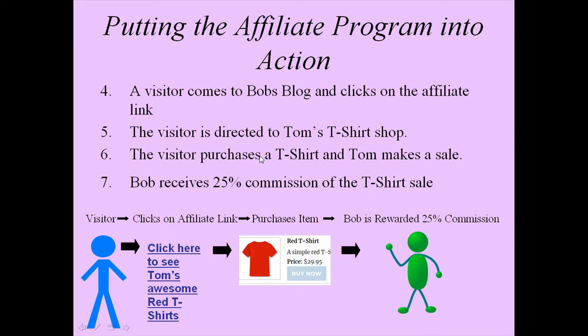So a visitor comes to Bob's blog, clicks on the affiliate link. The visitor is directed to Tom's t-shirt shop and decides he'll purchase one t-shirt and Tom makes a sale. So then Bob receives 25% commission of that t-shirt sale.